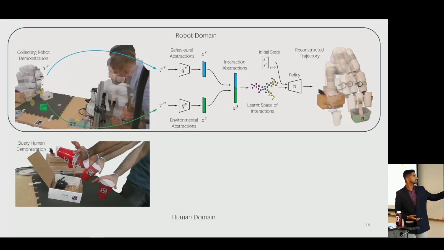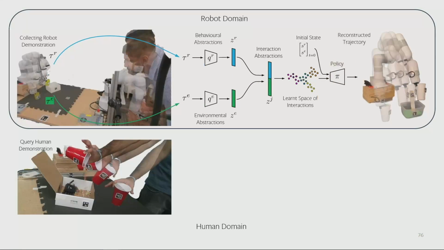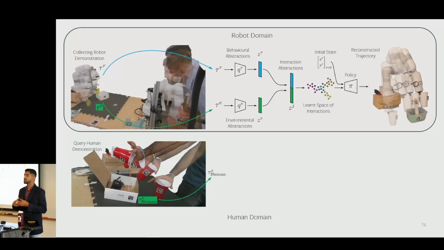So you have this query demonstration, and you have a trajectory that both the human and the robot, the human and the environment undergoes during this demonstration. And we extract the environment trajectory from this query demonstration. So tau e human here represents the trajectory of the objects in this query demonstration that represent the desired environmental trajectory that you'd like the robot to imitate. So in this case, it's something like picking up the cup, pouring the beads into the cup, into the box from the cup.